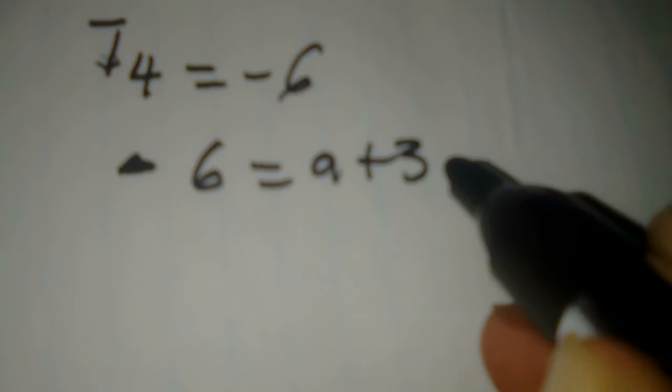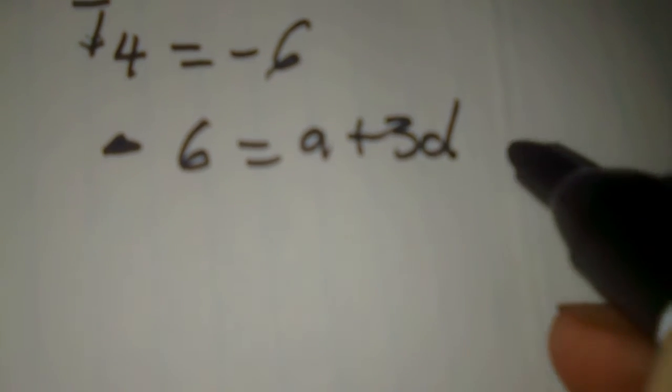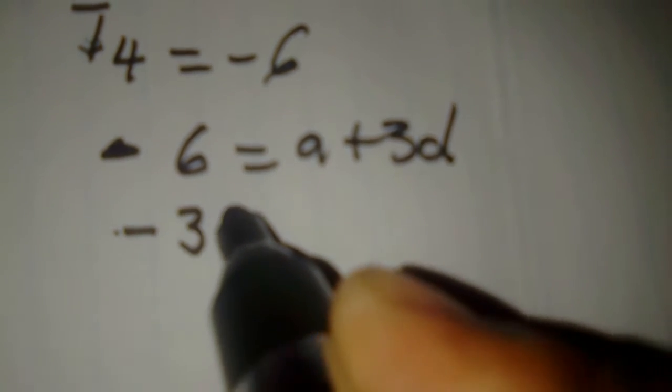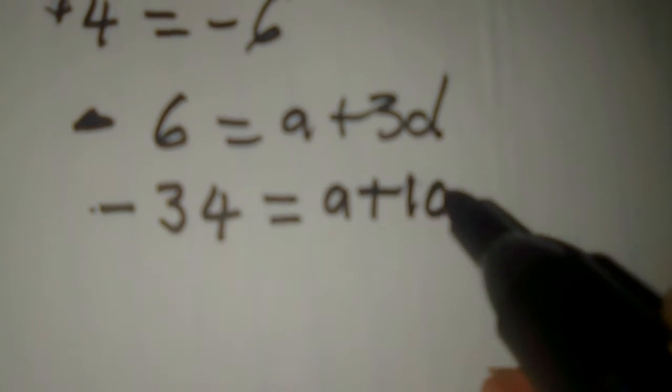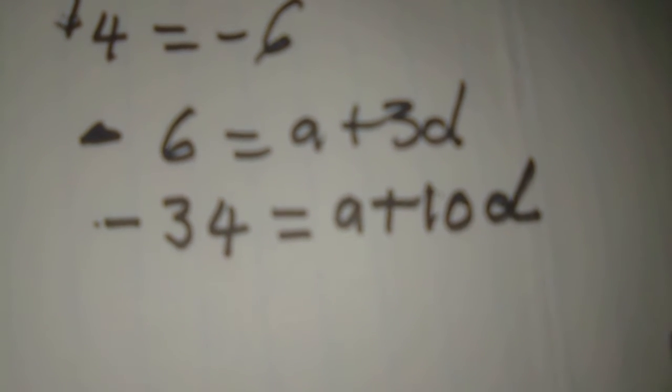After that, let's move on. We may recall that T4 we're given as -6. That means let's go to equation 1, where there is T4, put -6. So it will be -6 equals A plus 3d. Remember that this is equation 1. Then T11 we're given as -34, so it will be -34 equals A plus 10d. So now we are required to solve this simultaneously.